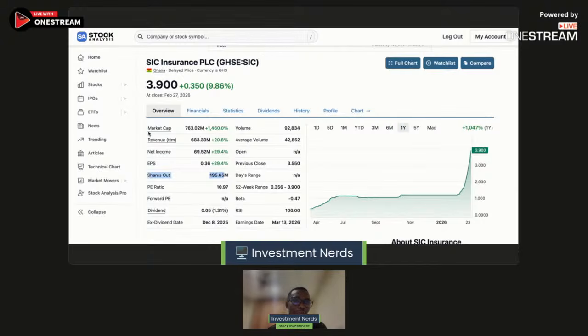And the market cap, when we say market cap, we are talking about the size of that company in terms of money. If you are following, please let us know in the comment. Okay, so let me know in the comment if you are following. When we say market cap, it is the size of the company in terms of money.